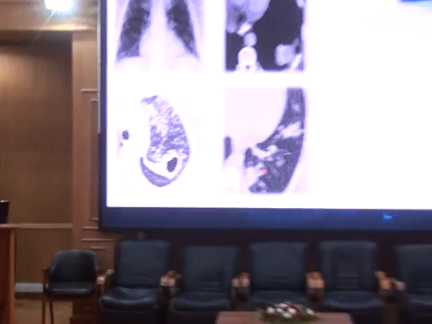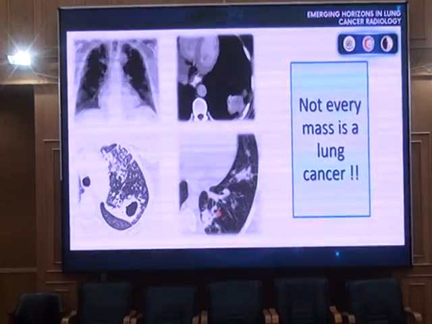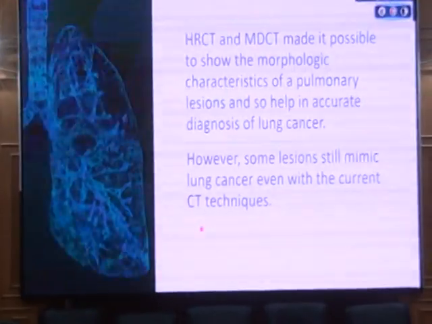Good morning. I'm glad to be here today to talk about mimickers of lung cancer. So first, these are some cases that I'm going to present later in this session. These lesions may mimic lung cancer. But I'm here to tell you that not every lung mass is a lung cancer.